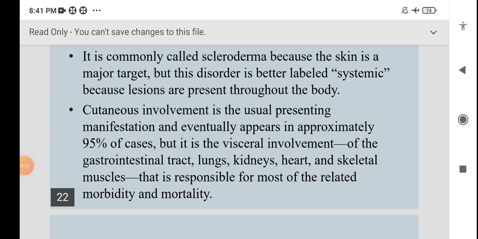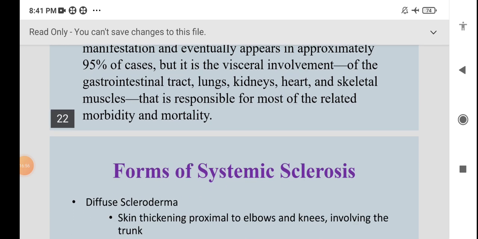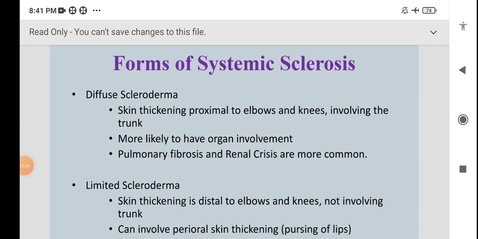Cutaneous involvement is the usual presenting manifestation and eventually appears in approximately 25% of cases, but it is the visceral involvement of the gastrointestinal tract, lungs, kidneys, heart, and skeletal muscles that is responsible for most of the related morbidity and mortality. Forms of systemic sclerosis: diffuse scleroderma, skin thickening proximal to elbows and knees involving the trunk, more likely to have organ involvement. Pulmonary fibrosis and renal crisis are more common.